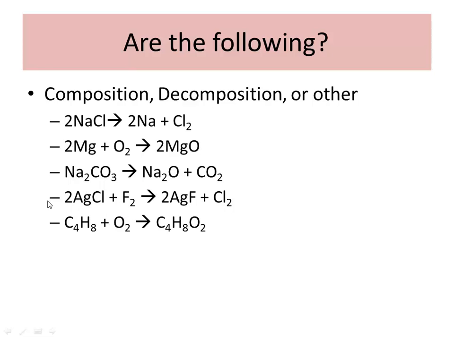Neither. This is other. We have two reactants and two products. This is number 4. This is what we actually call a single replacement reaction, which we'll talk about tomorrow, because you notice how the F replaces the Cl. So the F takes the place of the Cl there, so that's why we call it single replacement. What about the last one? Composition. That's another composition reaction.